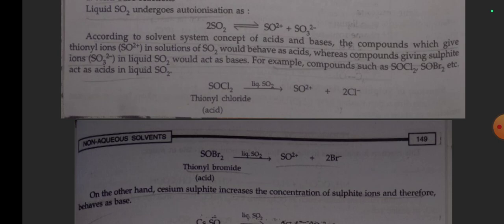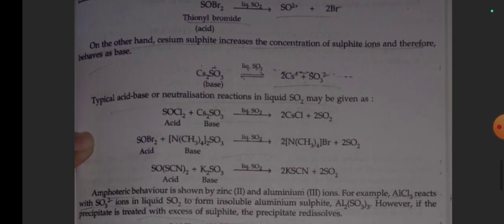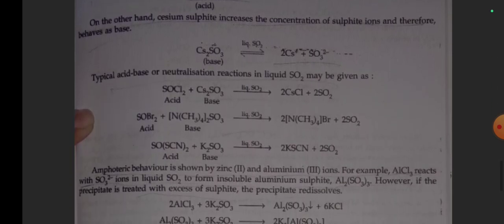According to the solvent system concept of acids and bases, the compound which gives thionyl ions in solutions of SO2 would behave as an acid, whereas compounds giving sulfite ions in liquid SO2 would act as a base. For example, compounds such as SOCl2, SOBr2, etc. act as acids in liquid SO2. On the other hand, cesium sulfide increases the concentration of sulfite ions and therefore behaves as a base.